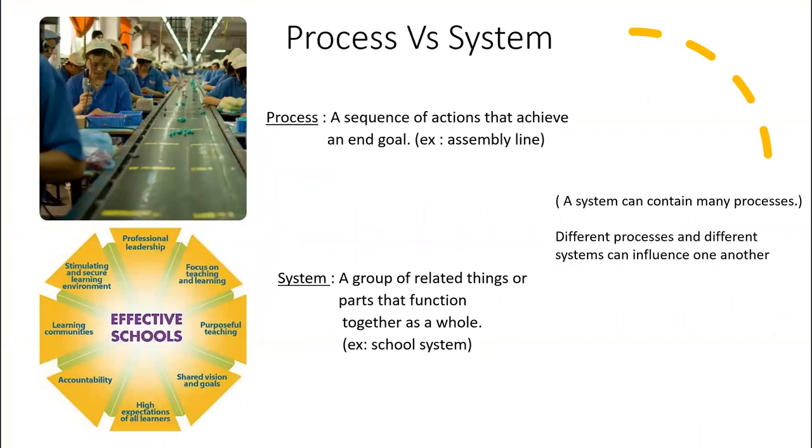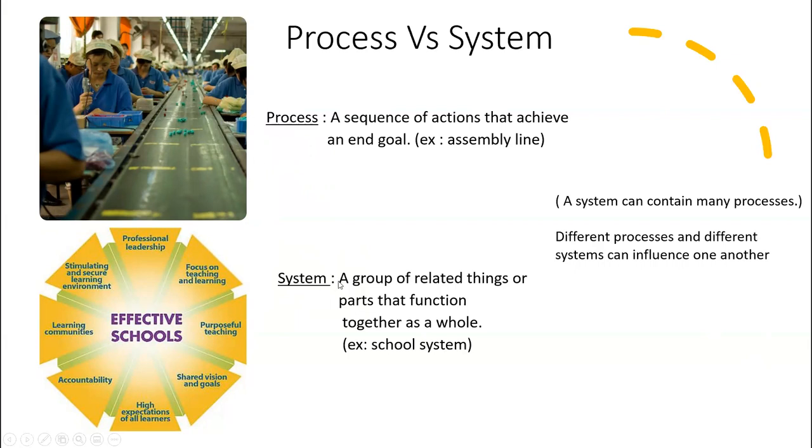Process versus system. So what is a process? A process is a sequence of actions that achieve an end goal. For example, an assembly line here. If you've never worked on an assembly line, you're seeing an example here where one person is doing one thing and the other one is picking up whatever and is doing that one thing. That's an assembly line. That's a process.